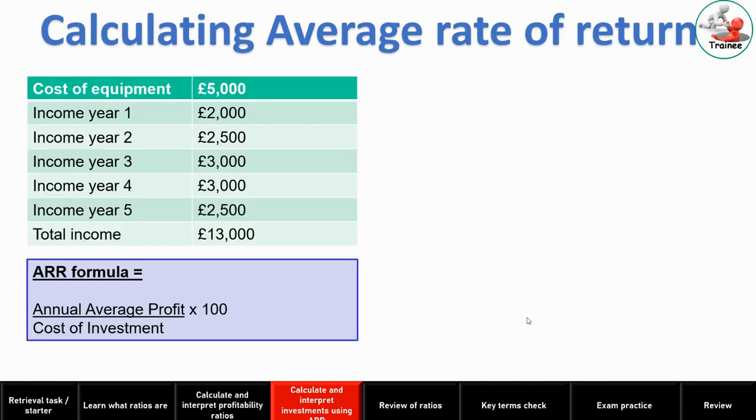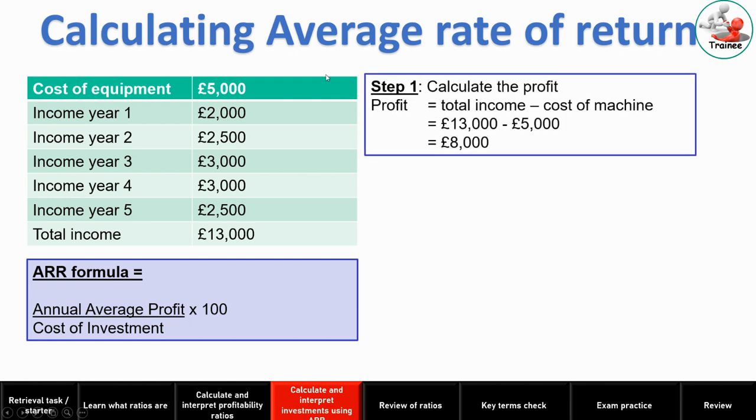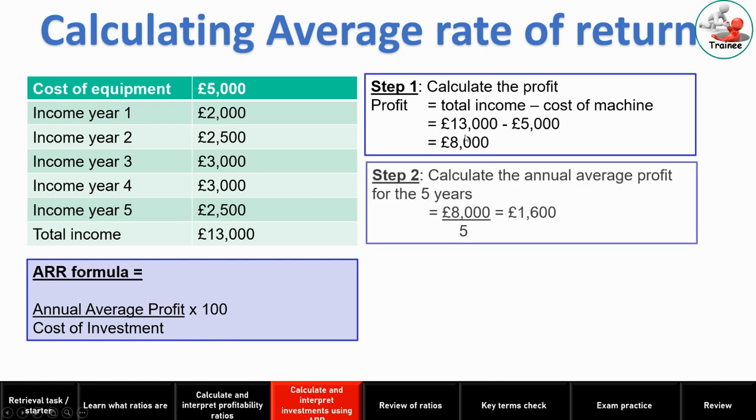Right, so what I can now do is start to work out the average rate of return. There are a few steps involved in this, okay? And it's important that you practice this formula so you commit it to your memory. Step 1, we need to calculate the profit. We know that profit is your total income, your revenue, take away your cost. So we've got 13 grand coming in, all the income, but it's cost us £5,000. So by buying this machine, we make a profit of £8,000.